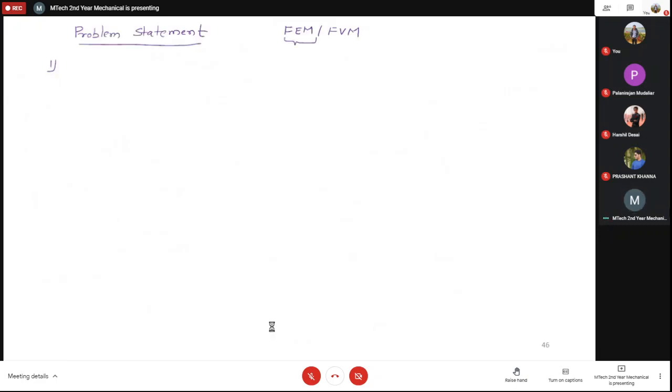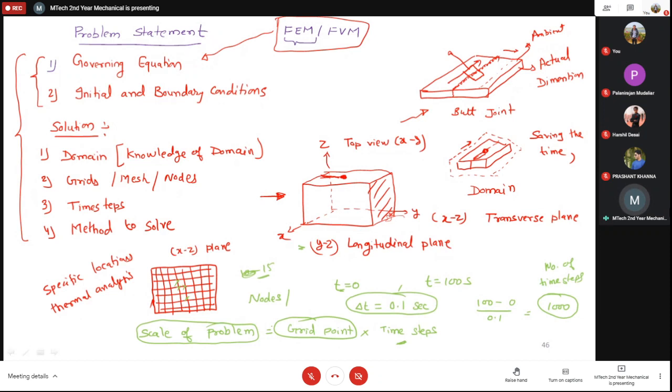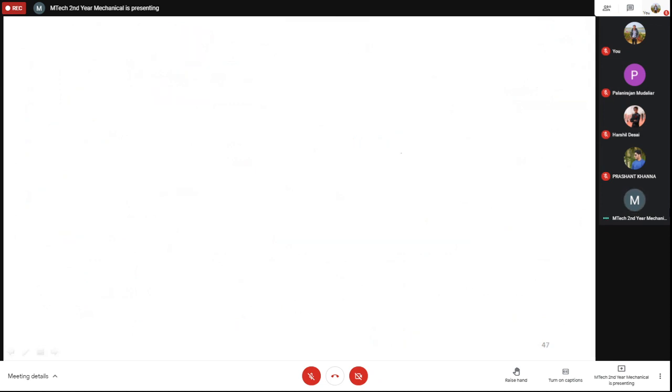We discussed different views here. We have the top view, longitudinal view, and transverse plane. If you see this problem, this particular thing which we have seen, this is the heat source moving in this direction, and we take different planes at a time.